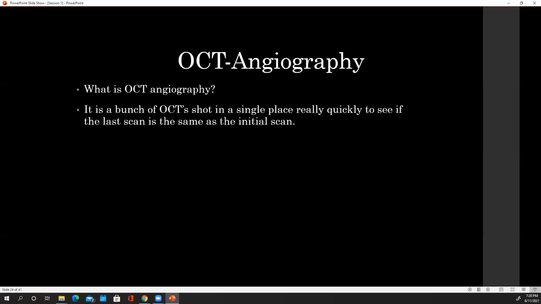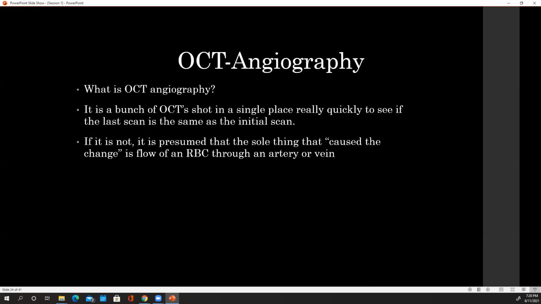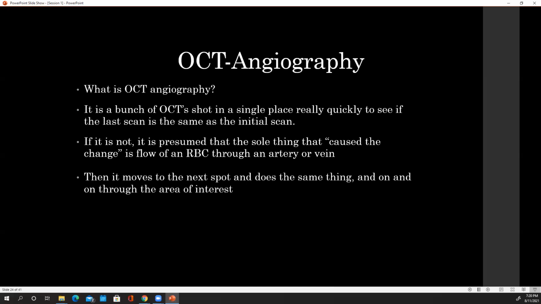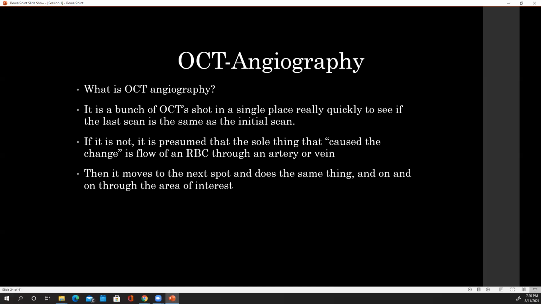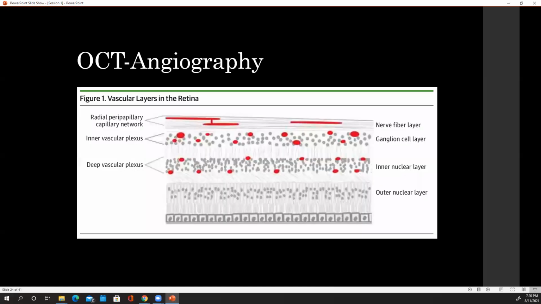But the broader point is, this is just a bunch of OCTs shot in a single place really, really quickly to see if the last scan is the same as the initial scan. And if they're not all the same, then we presume that the sole thing that caused the change is a flow of an RBC through an artery or a vein. Then it moves to the next spot. The OCT angiography does the same thing and on through the area of interest.